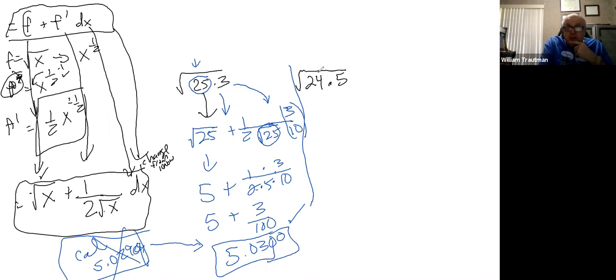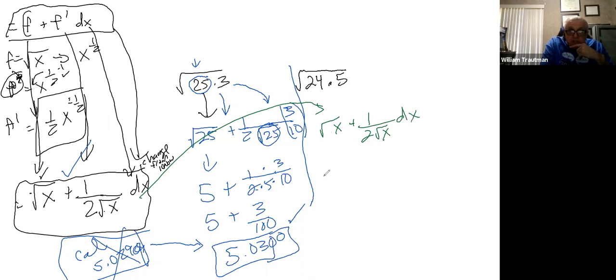It's the parent function. We don't know the square root of 24, but I do know the square root of 25. So we're dealing with the square root of 25 still. I'm going to use the same formula over here. I'm going to just put this in a different color. Let's do it green. The formula is the square root of x plus 1 over 2 square root of x dx.